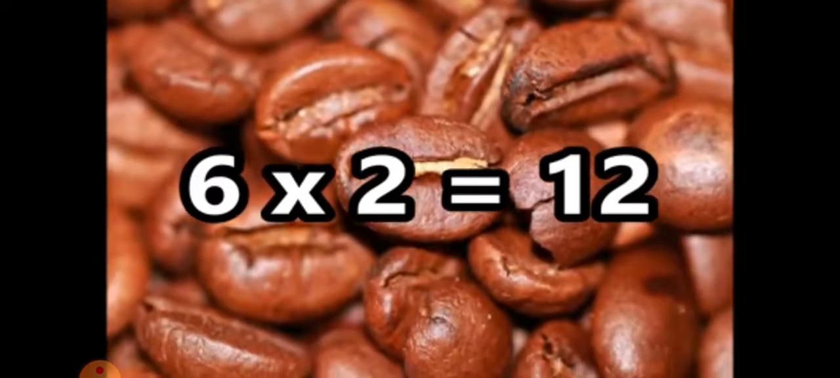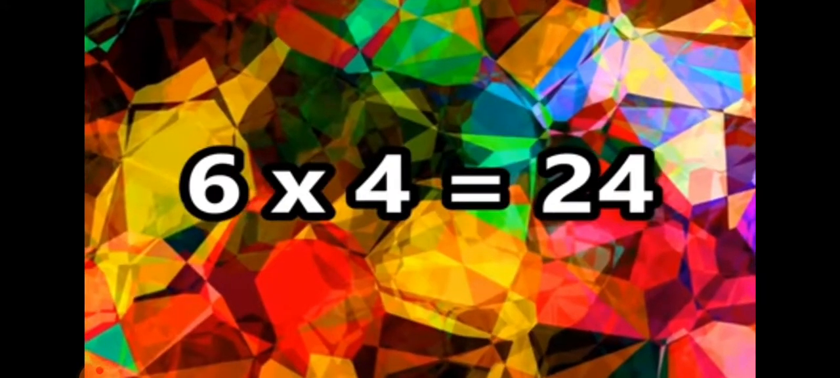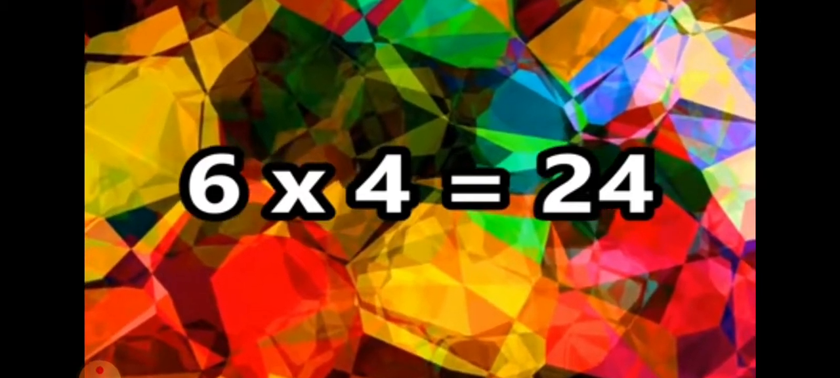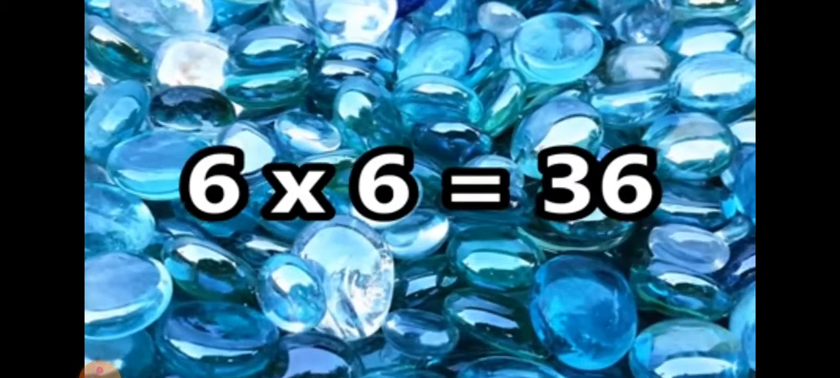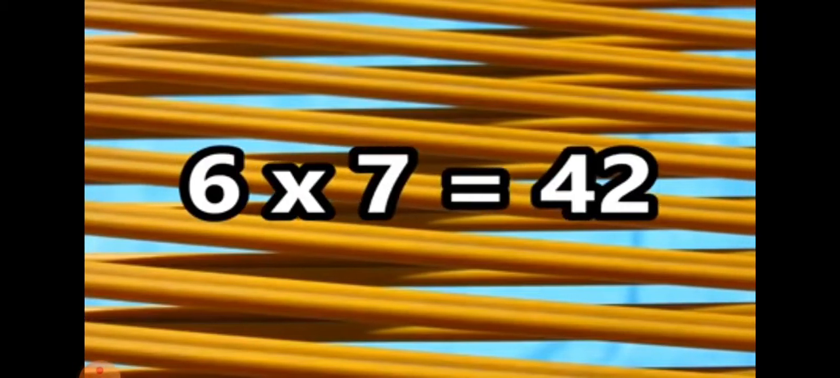6 times 2 is 12. 6 times 3 is 18. 6 times 4 is 24. 6 times 5 is 30. 6 times 6 is 36. 6 times 7 is 42.